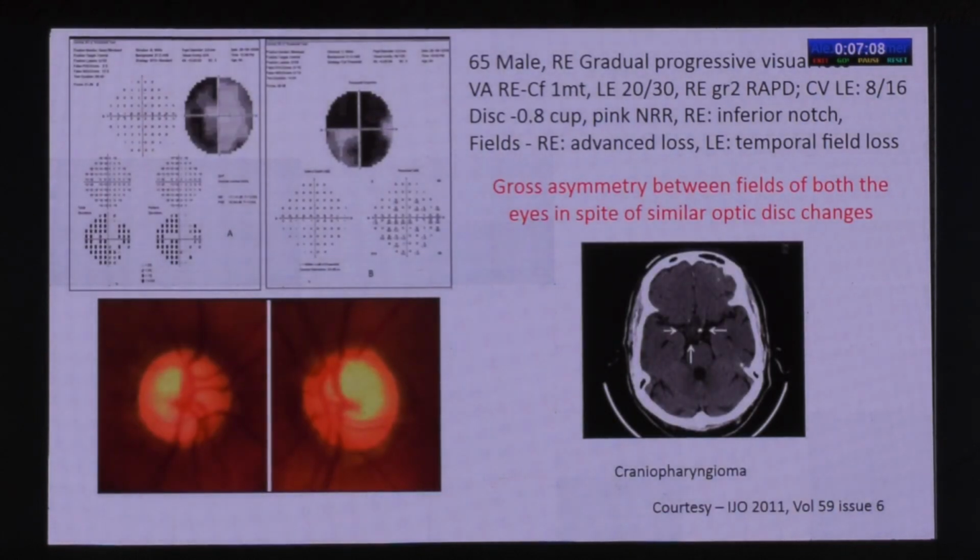glaucoma. This 65-year-old male has a visual acuity of counting fingers at 1 meter in the right eye with RAPD and color vision deficit, with a disc cupping of 0.8 and an inferior notch. The fields: the right eye field is quite advanced, and in the left eye there is only temporal loss. Again, temporal loss suggests some neurological condition. Here there is gross asymmetry between the fields of both eyes in spite of the similar optic disc change. So that should alert us that something other than glaucoma is at play.